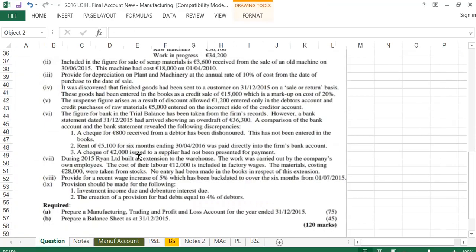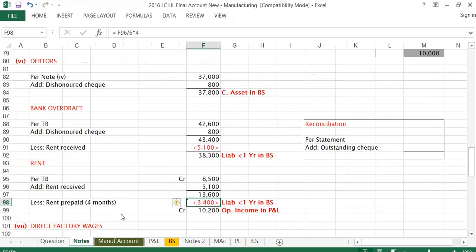The last part of this we don't actually need to do anything with, because there was a check of 2,000 issued to a supplier that has not been presented for payment. So we wrote this check and we're aware that this check was written, it just hasn't hit the statement. But what we can do is a little reconciliation to check our bank figure at this stage.